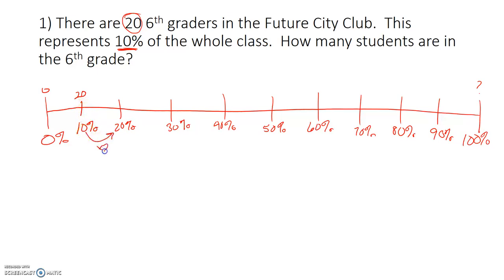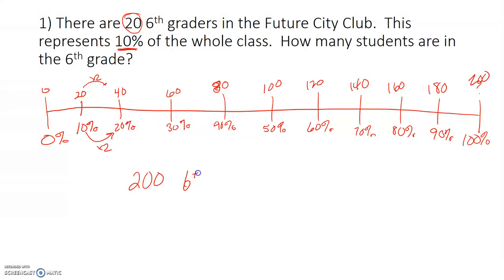So 10 times 2 is 20, so 20 times 2 is 40. And now I've got my pattern. I went from 0 to 20 to 40. Then I say 60, 80, because I'm counting by 20 each time. 100, 120, 140, 160, 180, 200. So I can say there are 200 sixth graders.